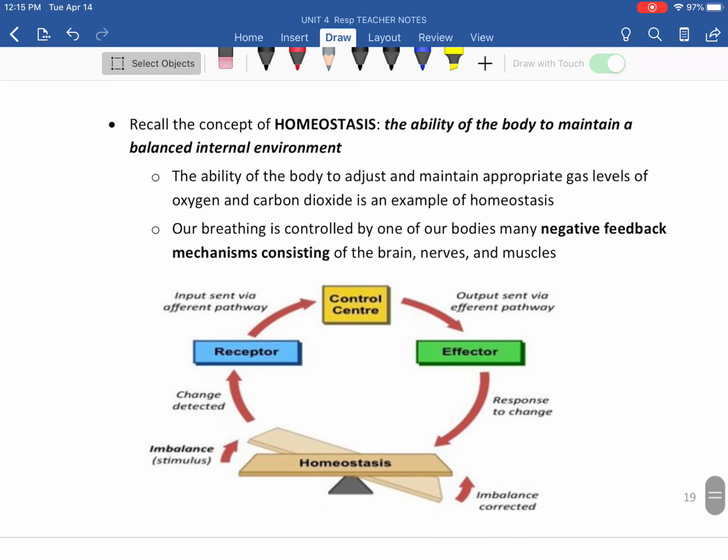Okay, now we're going to talk about regulating breathing. So think again back to our unit on homeostasis about maintaining a balanced internal environment. Part of that is maintaining appropriate levels of oxygen and carbon dioxide. So our body has to be able to respond to either increase or decrease our breathing rate depending on if we need more oxygen, or if our body has too much carbon dioxide, or if we're exercising and our body needs more oxygen, things like that. So our breathing is also controlled by a negative feedback mechanism, which means it has receptors, a control center, and effectors which respond to the change. So we'll talk about that right now.